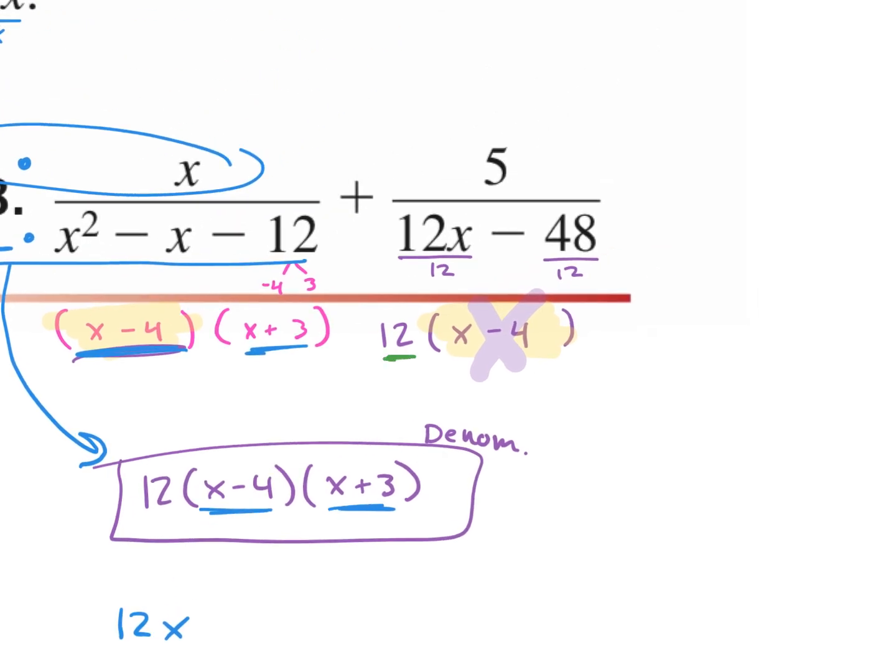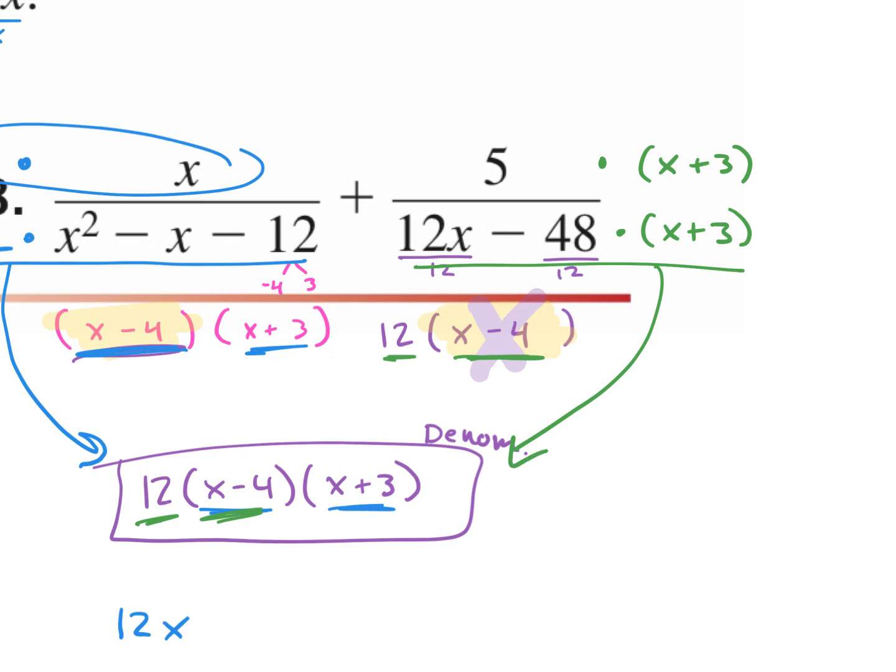We want to do the same thing for the second one. What's missing? We have a 12 and we have x minus 4. x plus 3. So we want to multiply the top and the bottom here by x plus 3. Multiplying the denominator together already gives us this, so we don't even have to work that out. We just want to multiply the tops together.